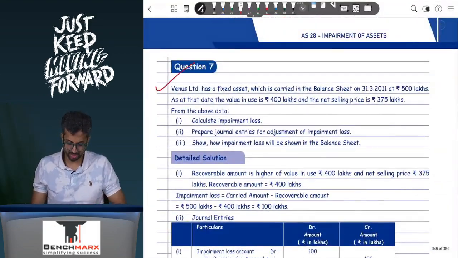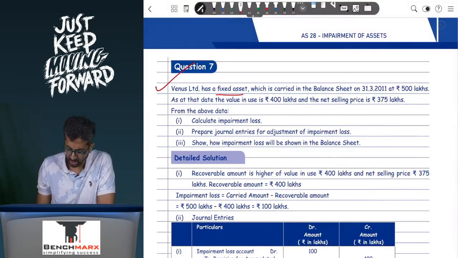Okay, next is question number 7. Venus has a fixed asset which is carried in the balance sheet at 500 lakhs. As on that date, the value in use is 400, net selling price is 375. So the recoverable value will be 400.